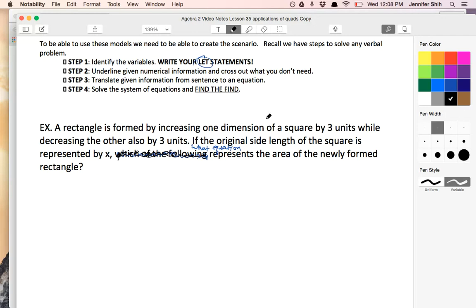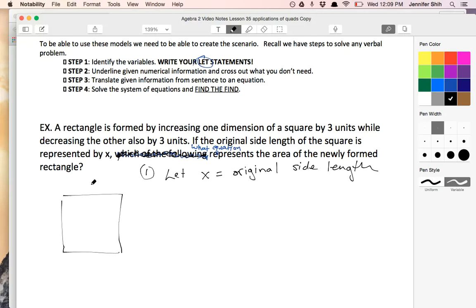So let's write some let statements. Step 1, let's write some let statements. Let x equal the original side length of the square. And you may be like, what are we even dealing with? We're dealing with a square. The original length for both sides of a square is x.